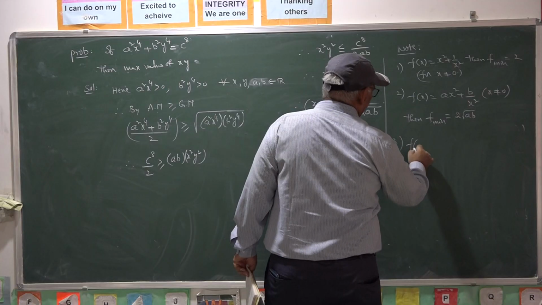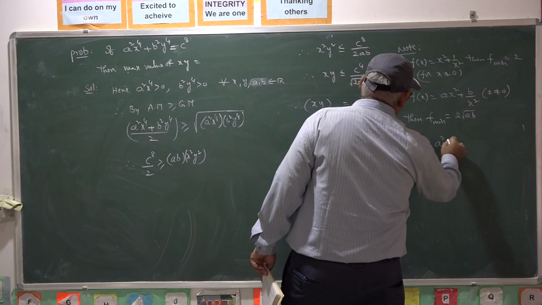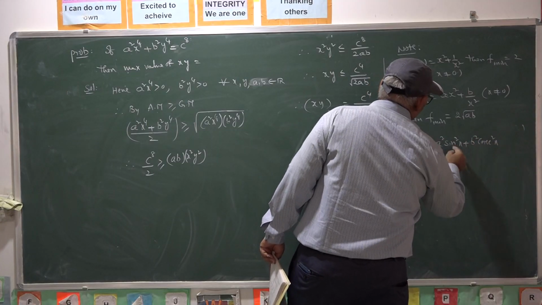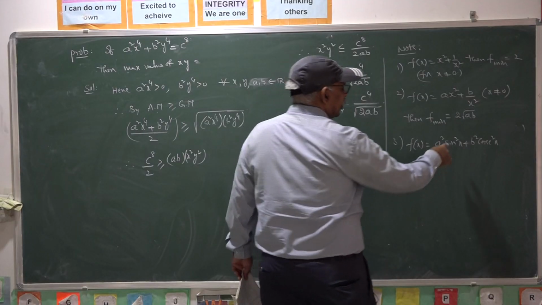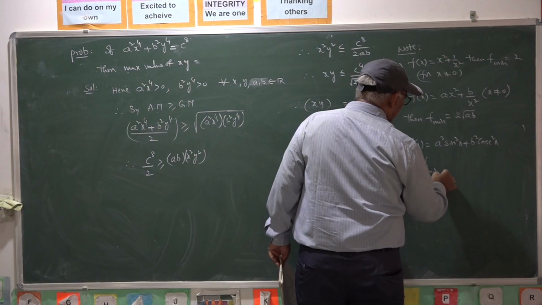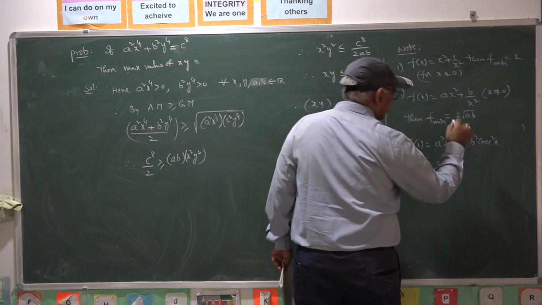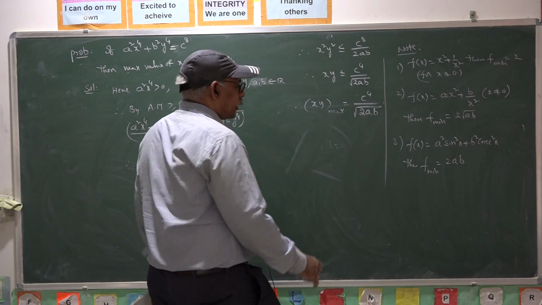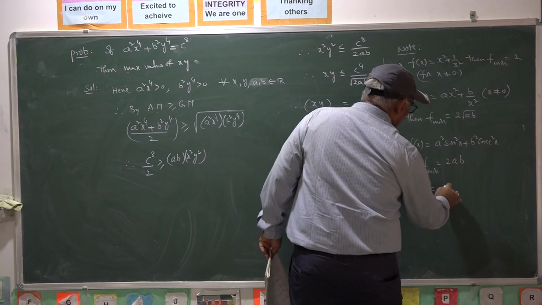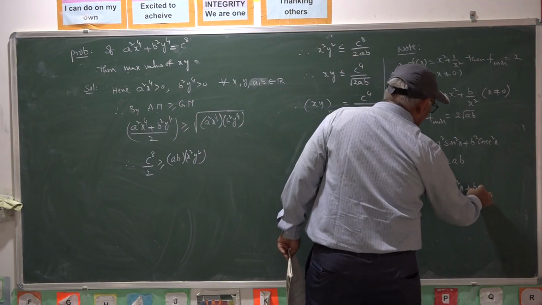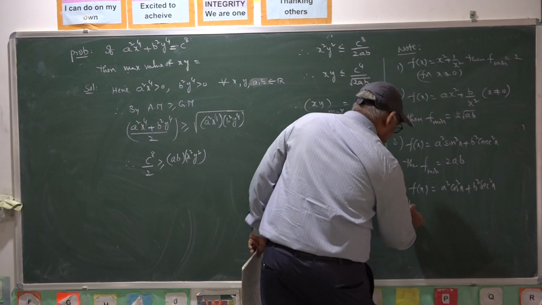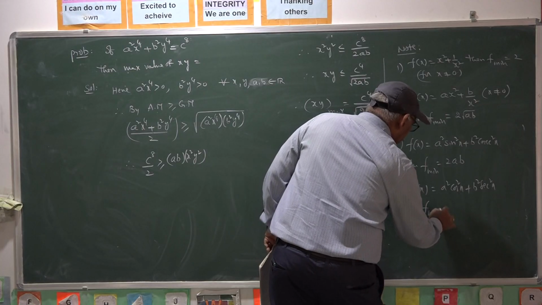And similarly, f(x) equal to a square sin square x plus b square cosec square x. These two are clearly reciprocal. Once these two are reciprocal, the minimum is f minimum equal to 2ab. Like that, f(x) equal to a square cos square x plus b square secant square x. Cos square and secant square are reciprocal. Then also f minimum is 2ab.